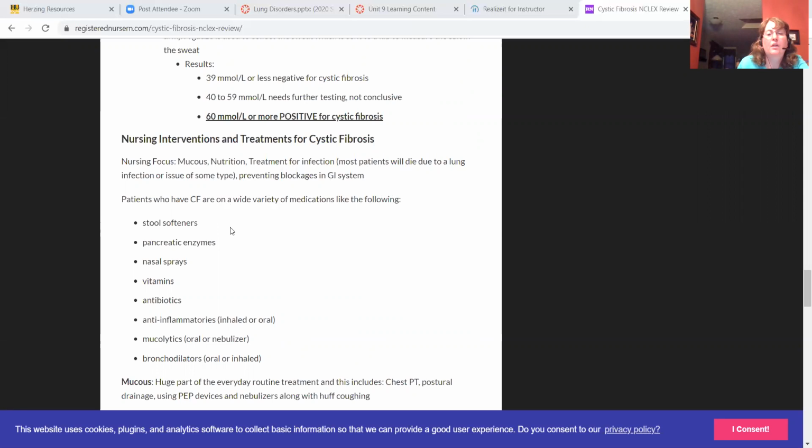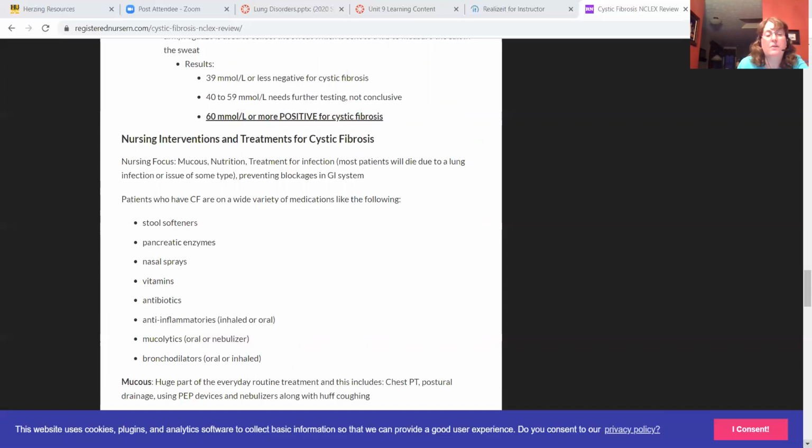So prevent blockages in the GI system as well. All right, so usually people with CF are on a ton of medications. They have to do stool softeners, pancreatic enzymes, nasal sprays, vitamins, antibiotics, anti-inflammatories, mucolytics, and bronchodilators.